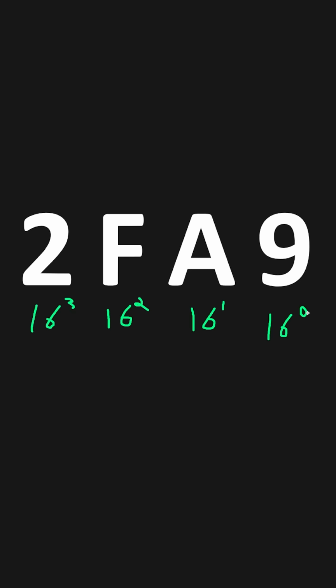16 to the power of 0 is just 1. 9 times 1 gives us 9. According to that key, A equals 10. 10 times 16 is 160. F has a value of 15. 15 times 16 squared, that is 3,840. And then 2 times 16 to the power of 3, that is 8,192. Then we just have to add these numbers together.